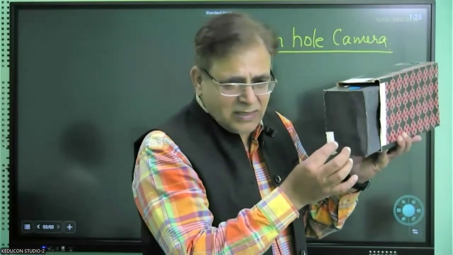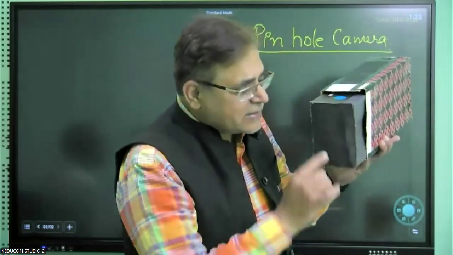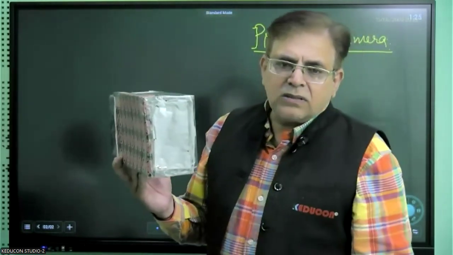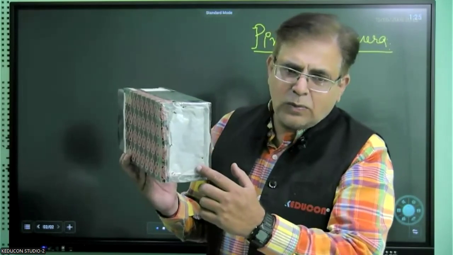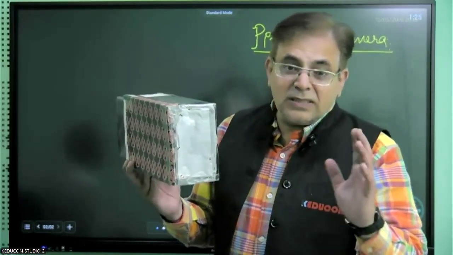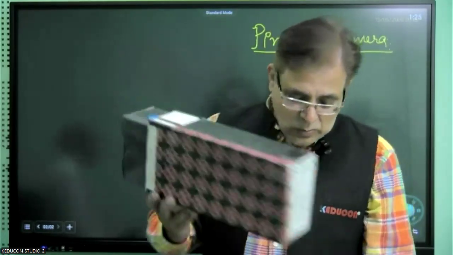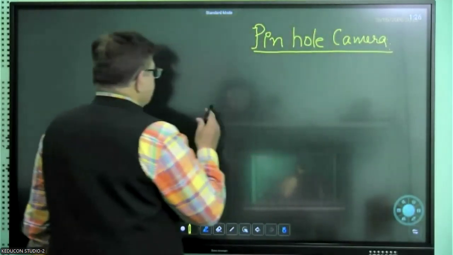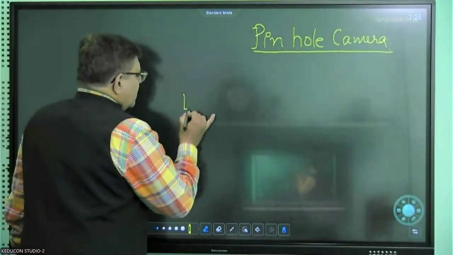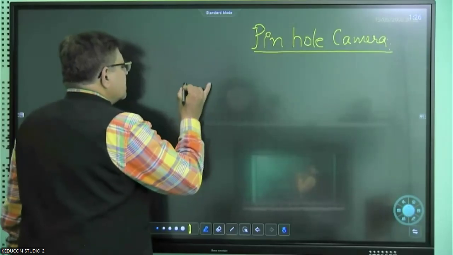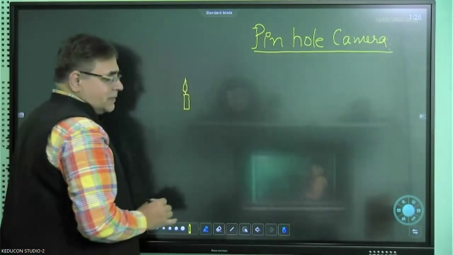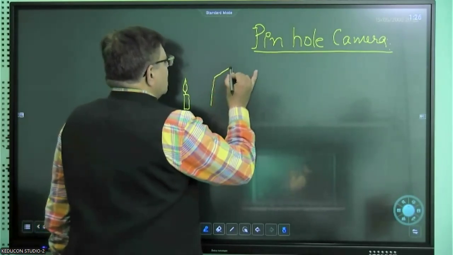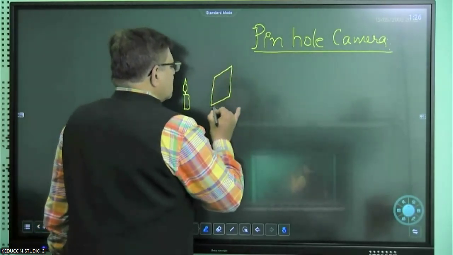On the front of this particular face, you will place a burning candle and light it. You will place the candle, and its inverted image will be obtained on this side. Inverted means upside down. Okay, what I mean to say is upside down, look at the board. If the candle is standing like this, this is your flame, and this is the pinhole camera which I was just talking about.